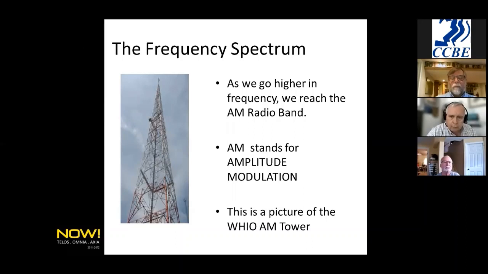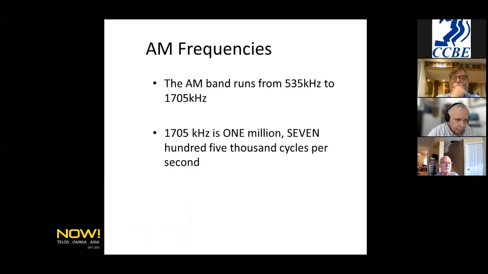If we do a review from what we talked about last time about the frequency spectrum, higher in the frequency band from the audio frequencies, we reach the AM radio band. Of course, AM is amplitude modulation, and this is a picture of the WHIO AM tower in Ohio. And this is actually an insulated tower. There are 4 insulators at the bottom that isolate the tower from the ground. And in most cases, we've got smaller towers, but this one's a pretty good sized one, pretty large face.